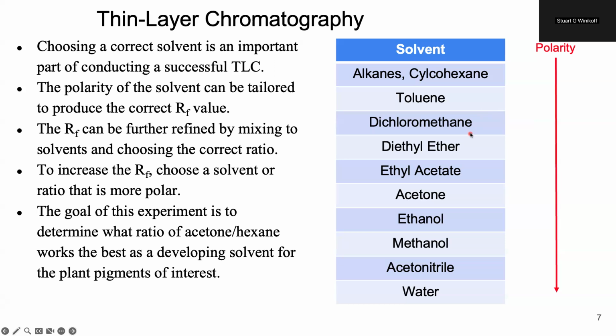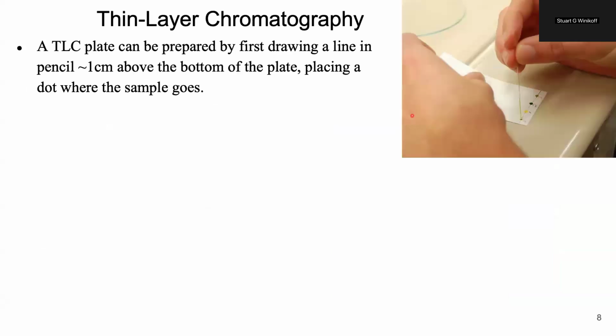And so the goal of our experiment is going to be to determine what ratio of acetone and hexanes is going to be the best developing solvent for our plant pigments. And you'll end up making some use of this next week when we're actually going to be trying to separate the species, as this is a way to distinguish what species you've actually separated.